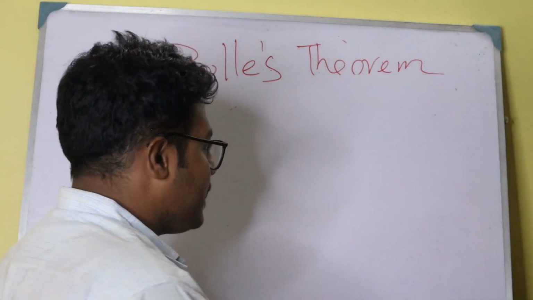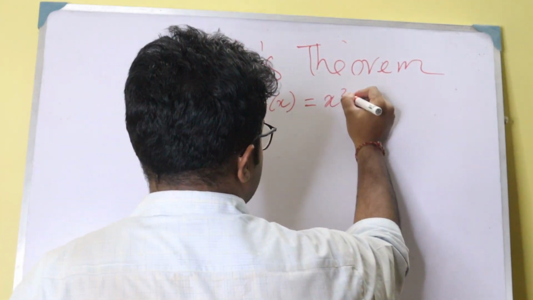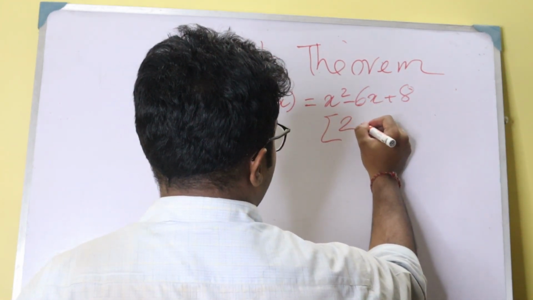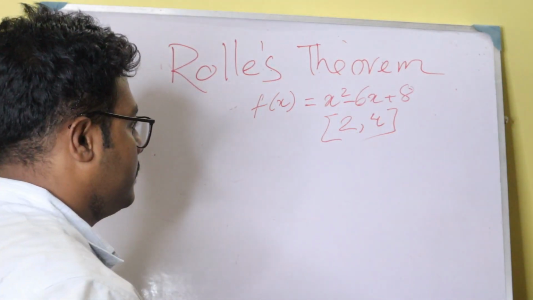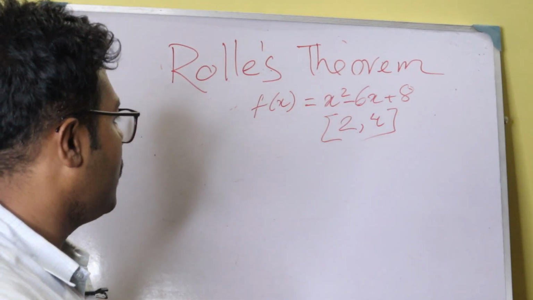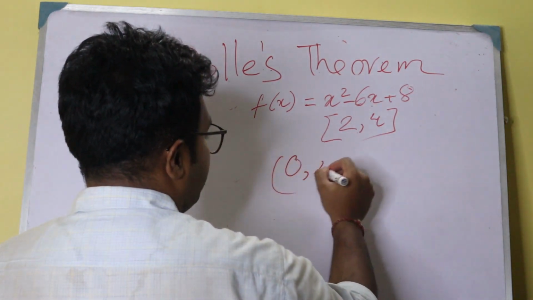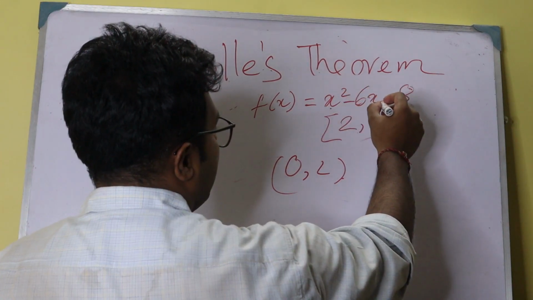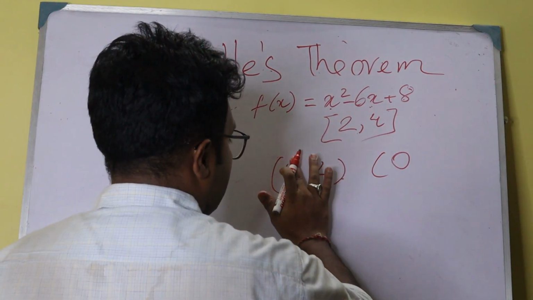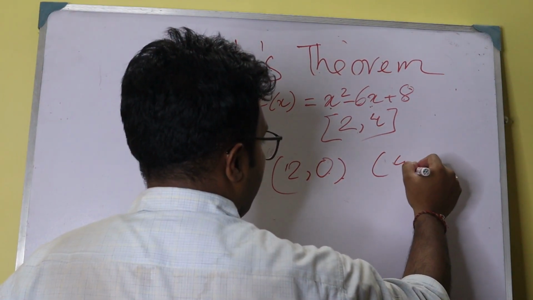Now friends, if we are asked to verify Rolle's theorem for f of x equals x square minus 6x plus 8 in the interval 2, 4, try here and see what happens. If we apply 2 here, we get 4 minus 12 plus 8, which is 0. And if we apply 4 here, 16 minus 24 plus 8, again it is 0. So this will be 2 and 0, and this will be 4 and 0.